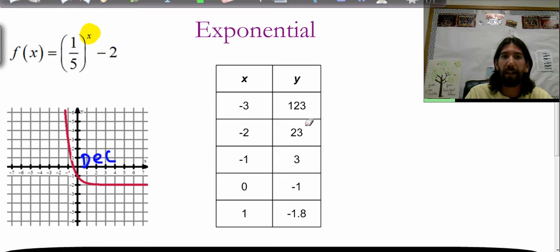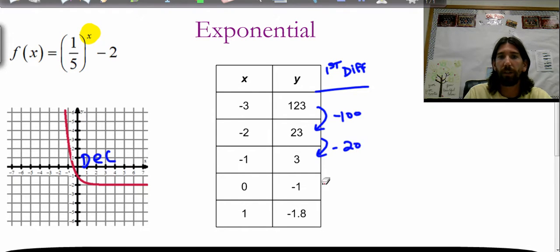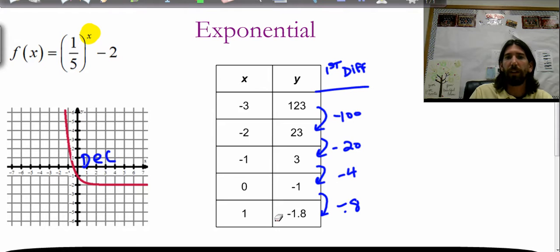When we look at the tables, again, can I cheat? Plus 1, plus 1, plus 1, plus 1. Yes, I can cheat. So I come over here and I find the first differences. Okay, from here to here, ooh, I went down 100. From here to here, I went down 20. From here to here, I went down 4. 3 to negative 1, that's subtracting 4. Here, I subtracted 0.8.